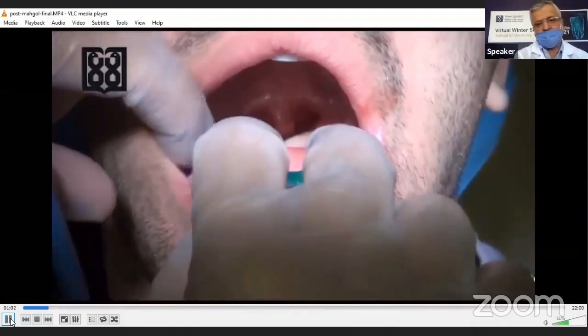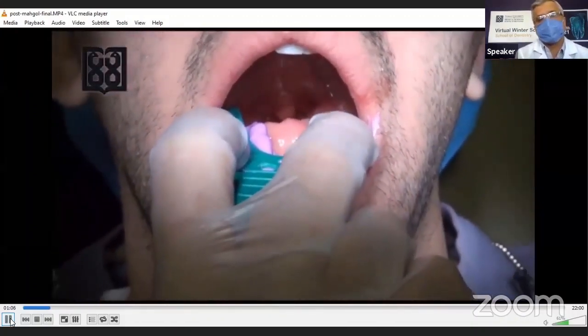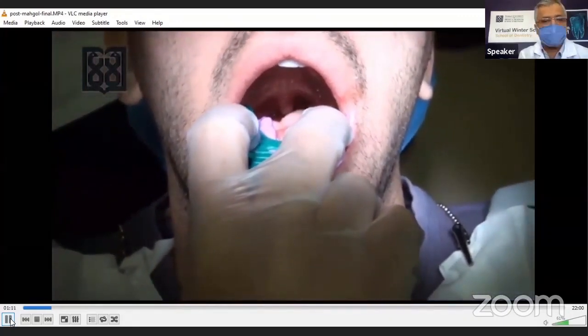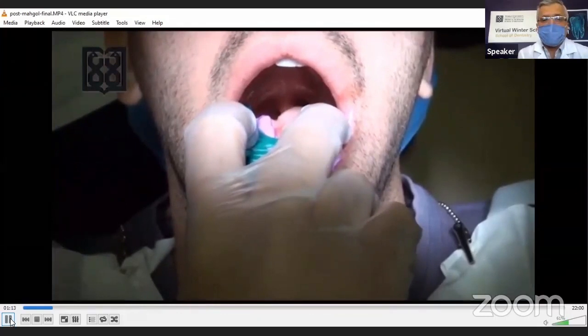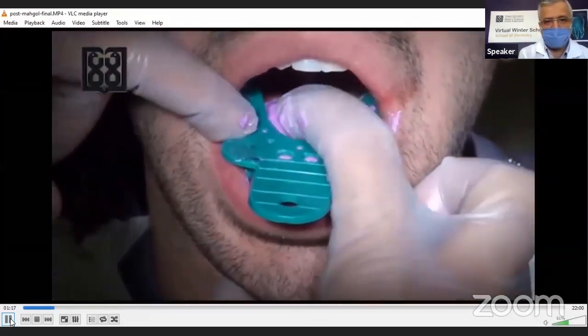The primary impression produces documents for us, and we must save the primary cast. Therefore, we must take a good impression from the oral cavity and teeth.